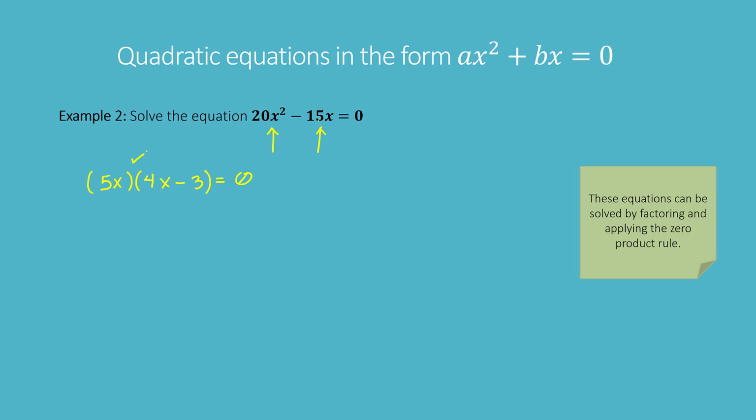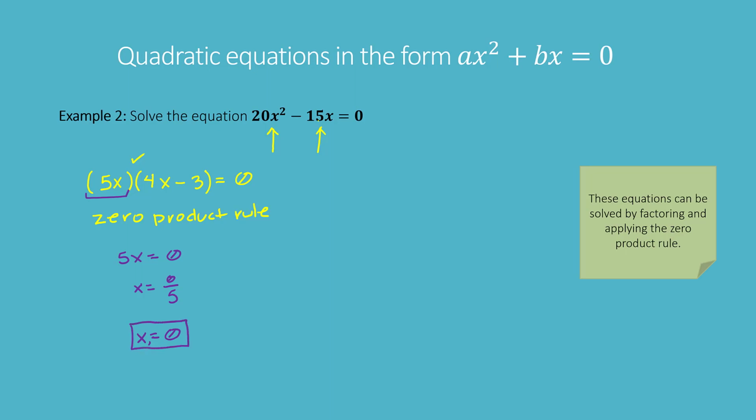Now that we know that our factorization is correct, let's apply the zero product rule. That means that we are going to set each of our terms equal to 0. Our first term, 5x. 5x equals 0. x equals 0 over 5. And 0 over 5 is 0. So our first solution of x is 0.